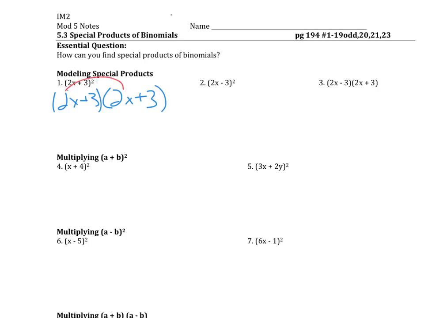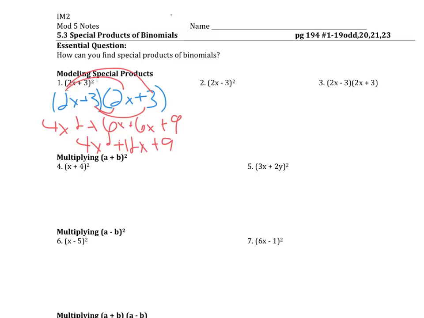So 2x times 2x is 4x squared. 2x times 3 is 6x. And then we go 3 times 2x is 6x. And 3 times 3 is 9. Add our like terms, and that gives us 4x squared. We have two 6x's here, so that's 12x, and then we have a plus 9 there.